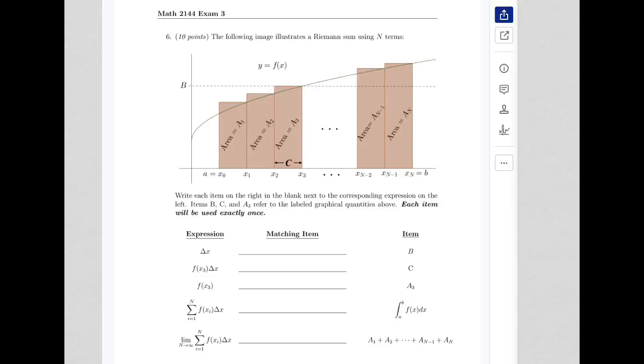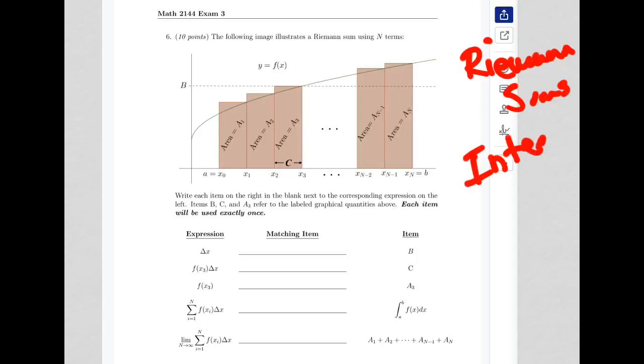Your quiz is going to be mostly on Riemann Sums. And just in general, what is an integral? So integral definition. So I'm going to make this a little skinnier. So let's go through and let's answer this question.